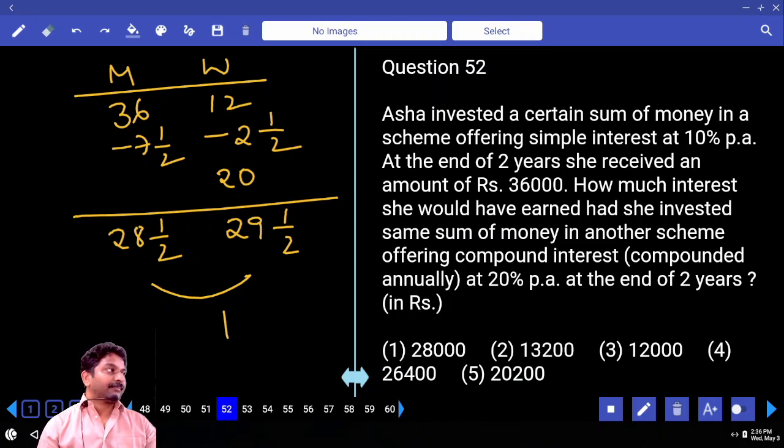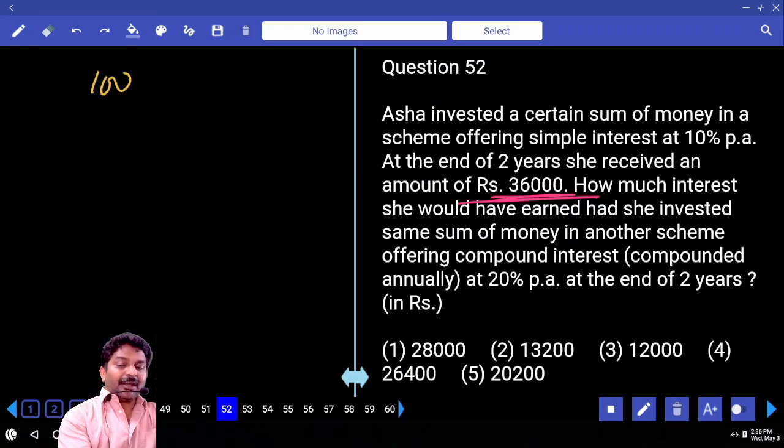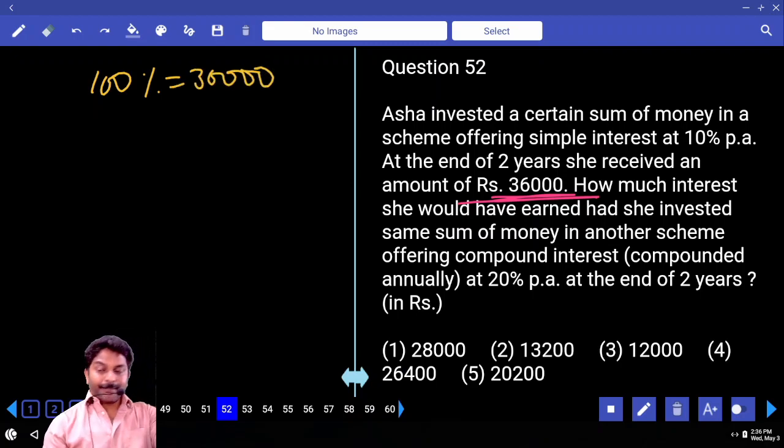Asha invested a certain sum of money in a scheme offering simple interest at 10% per annum. At the end of 2 years, she received an amount of 36,000. After 2 years, what is the simple interest at 10% per annum? 20%. Amount is 120%, which is equal to 36,000. 120 how many times is 360? 3 times. 100% is equal to 30,000 only.